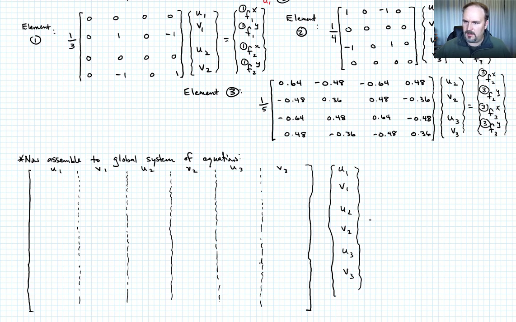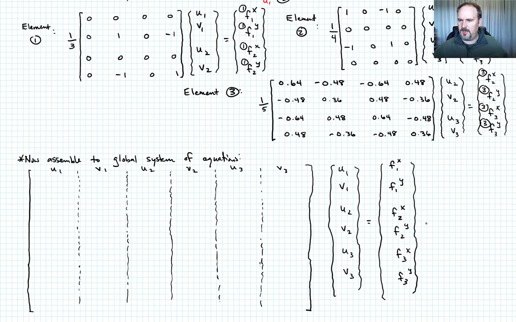Okay. And this global set of stiffness equations is going to be equal to, and this is now the F1x, F1y, F2x, F2y, F3x, and F3y, right? That's what our global equation is going to be. And I'm going to break that force term down a little bit further in just a second.